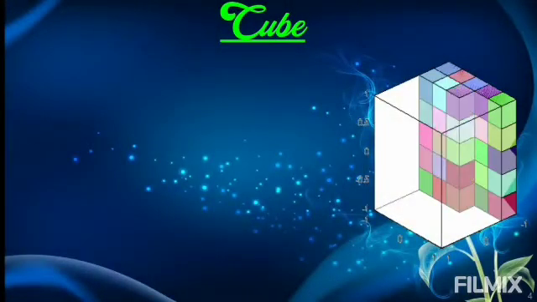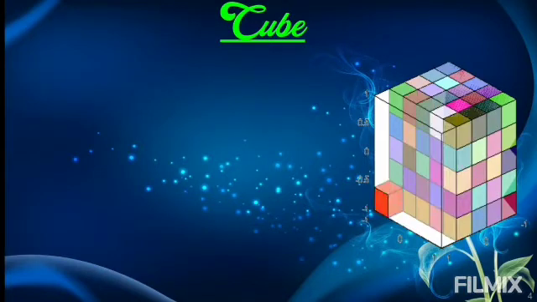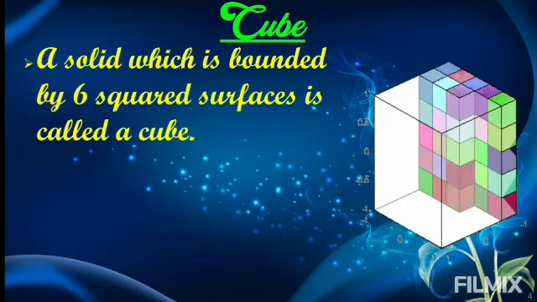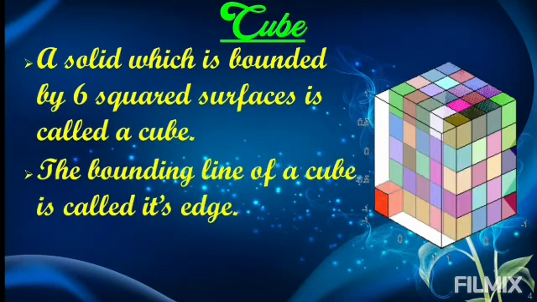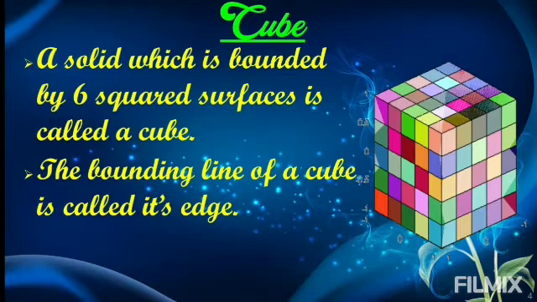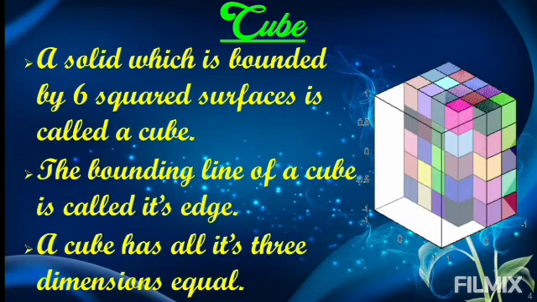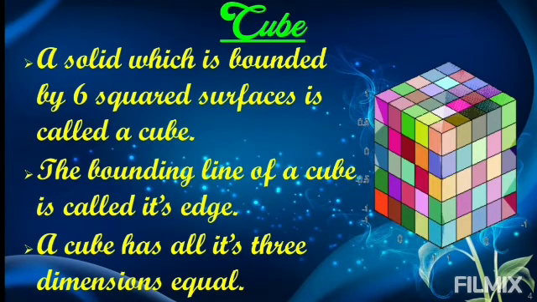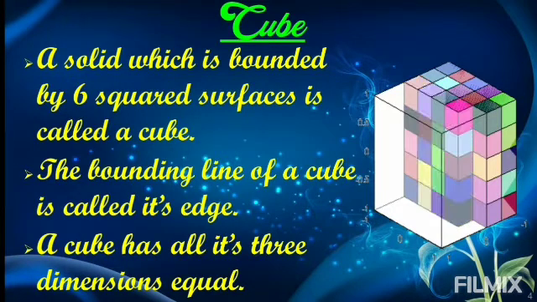Now, in your course, we have two figures for which we will have to find the volume. The first one is the cube. A cube is a solid which is bounded by 6 square surfaces. The second property of a cube is that the bounding line of a cube is called its edge. The third is that a cube has all its three dimensions equal. In short, we can also say that a cube is the 3D representation of a square.